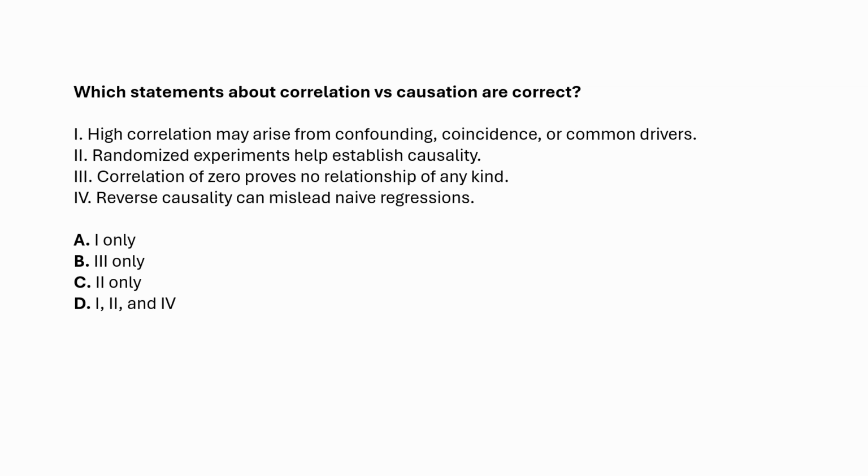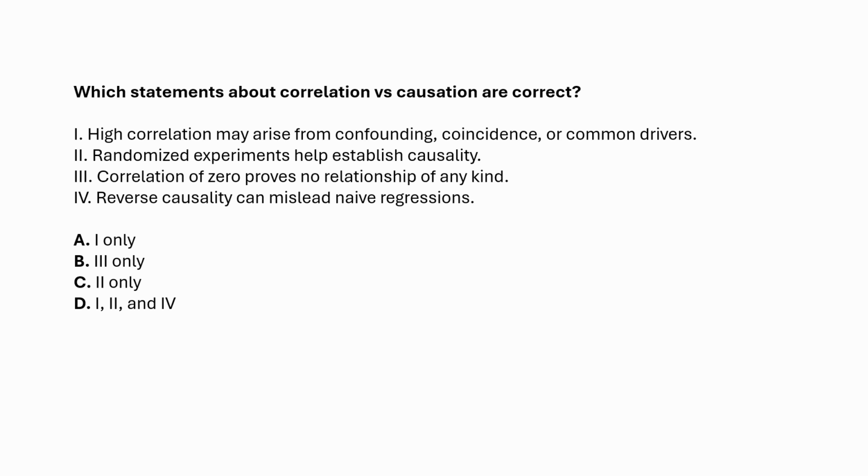Which statements about correlation versus causation are correct? 1. High correlation may arise from confounding, coincidence, or common drivers. 2. Randomized experiments help establish causality. 3. Correlation of zero proves no relationship of any kind. 4. Reverse causality can mislead naive regressions. Now let's unpack it. Number 1. High correlation may arise from confounding, coincidence, or common drivers.